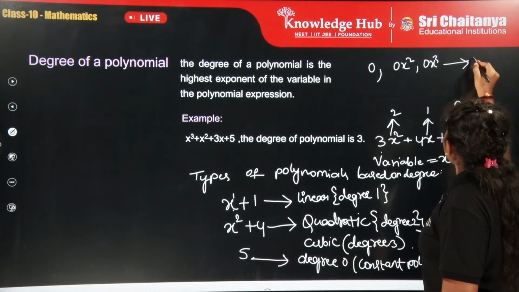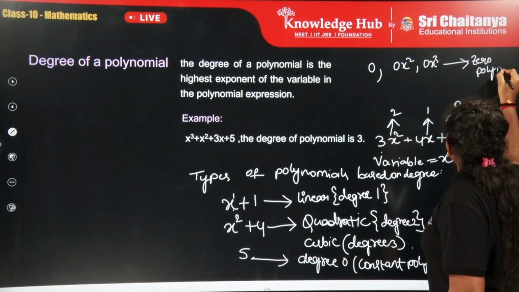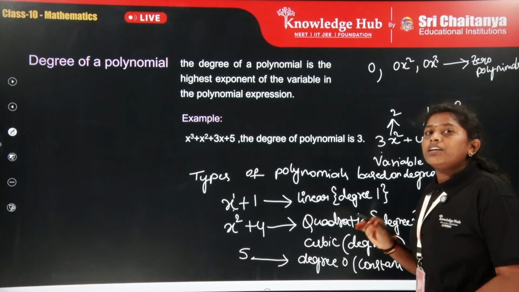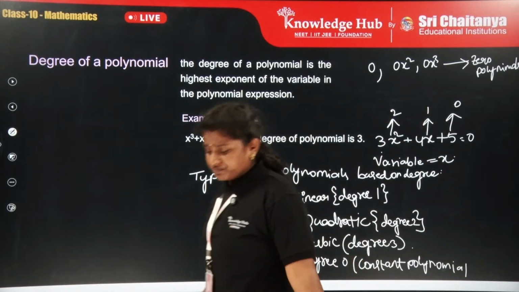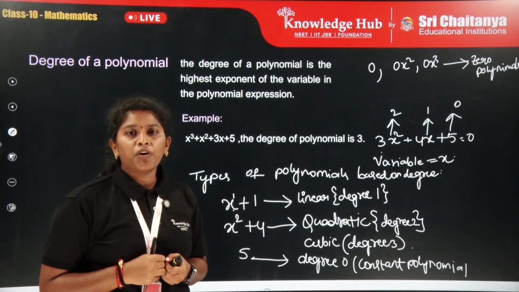So all these are considered as the zero polynomials. Now for these polynomials, what will the degree be? The degree is not defined for the zero polynomials. In your bits, they may ask you what is the degree of a zero polynomial?